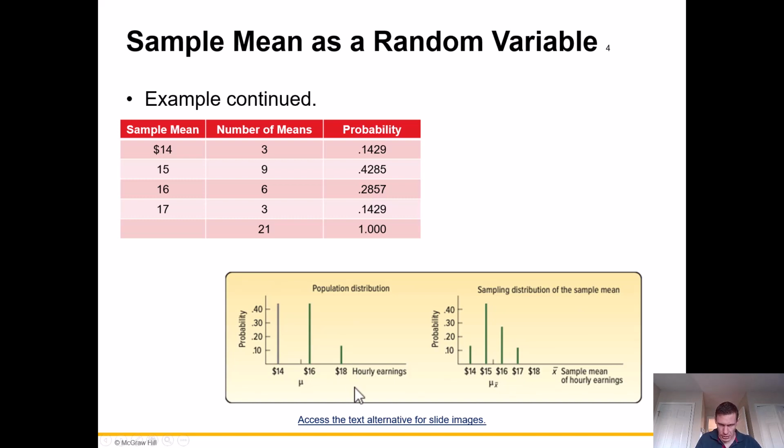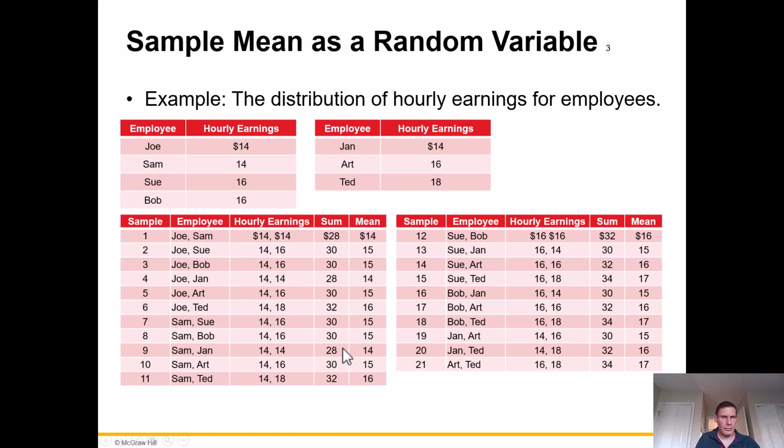Down here, they're just showing you the population distribution, and then the sampling distribution of the sample mean. So you can see that 14 and 16 were both very popular, and then 18 was way less popular. If we go back real quick, you can see here there was Ted that was making 18, and that looks like that was the only person.